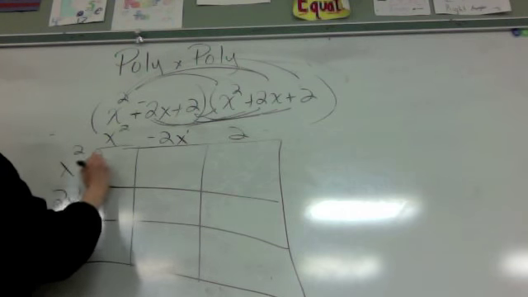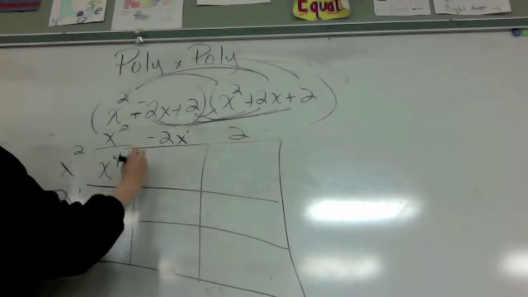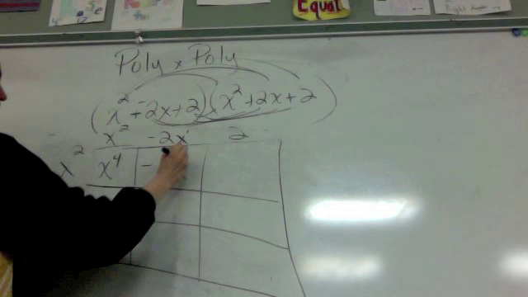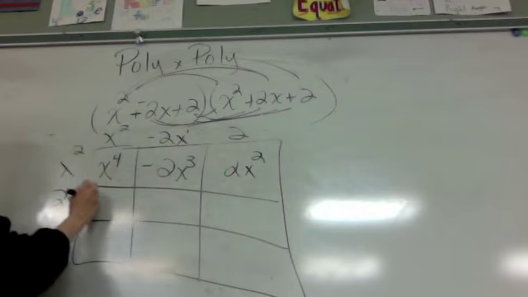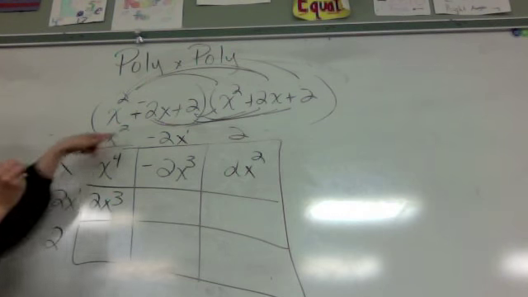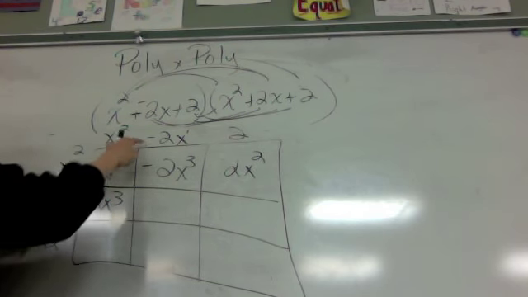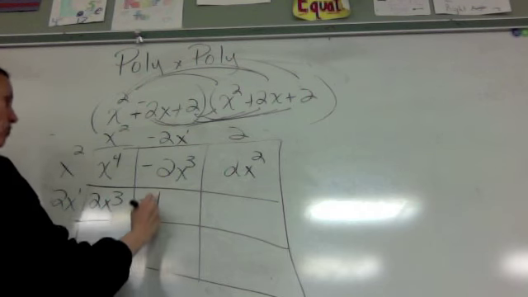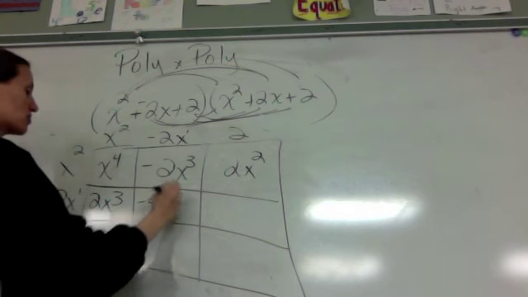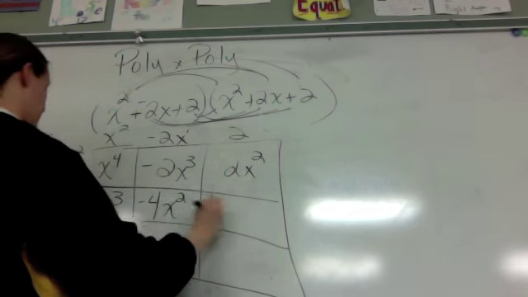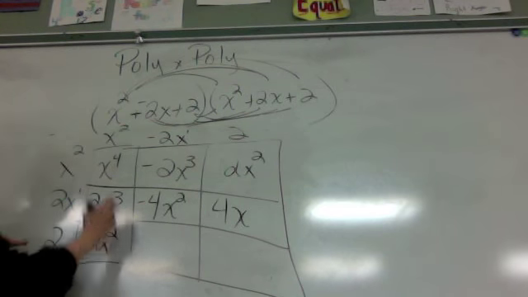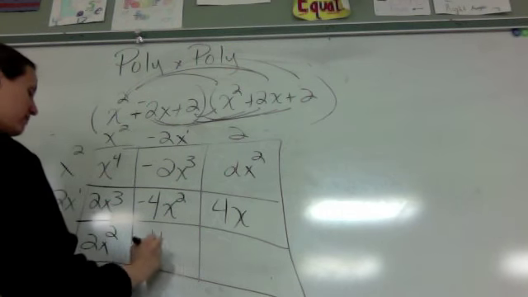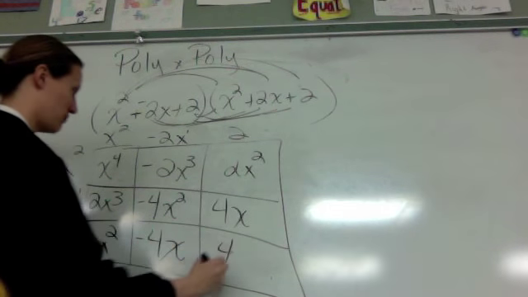So x squared times x squared is x to the 4th. This is going to give me negative 2x to the 3rd. This will give me 2x squared. 2x to the 3rd, because x first times x squared is x to the 3rd. Negative 2 times positive 2 is going to give me a negative 4. x times x is x squared. And then this will give me 4x. 2 times 2 is 4. This will be 2x squared. 2 times negative 2 again is negative 4x, and 2 times 2 is 4.